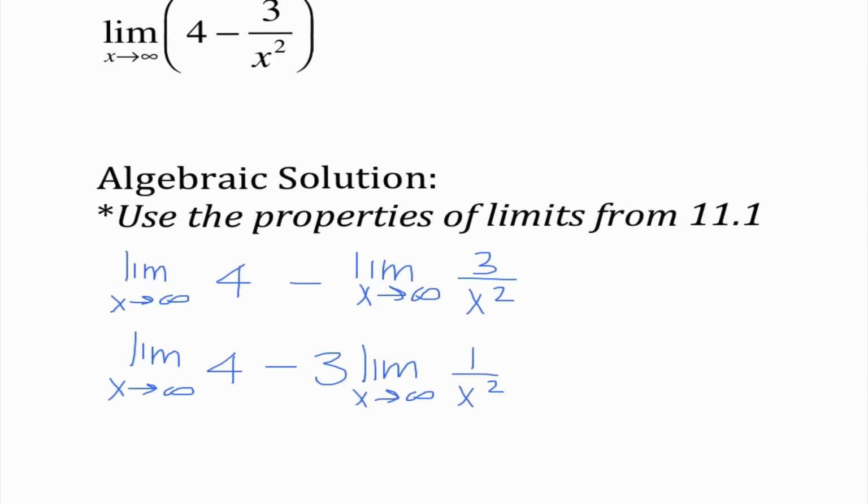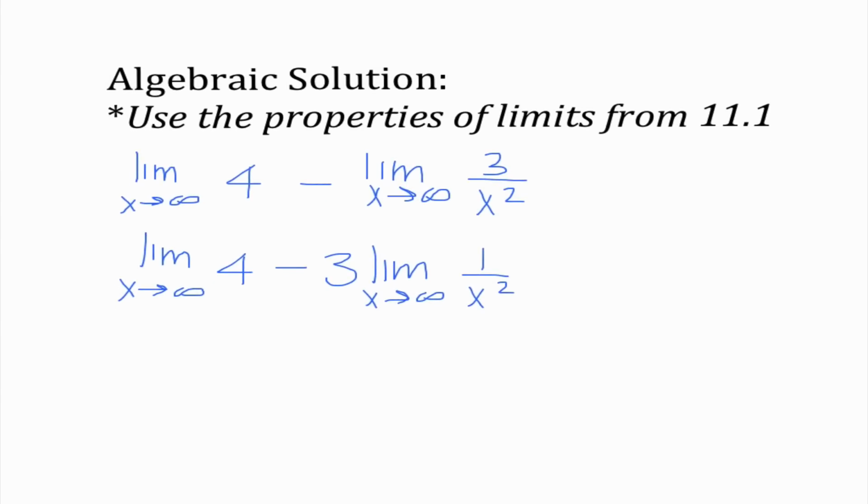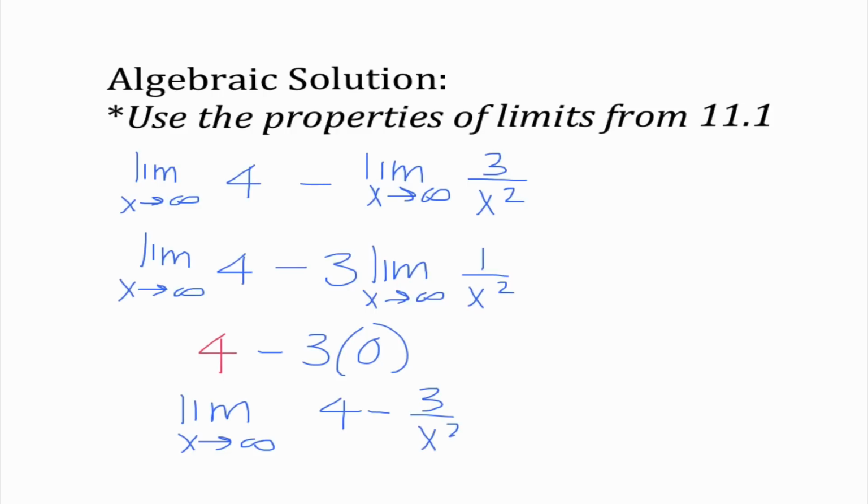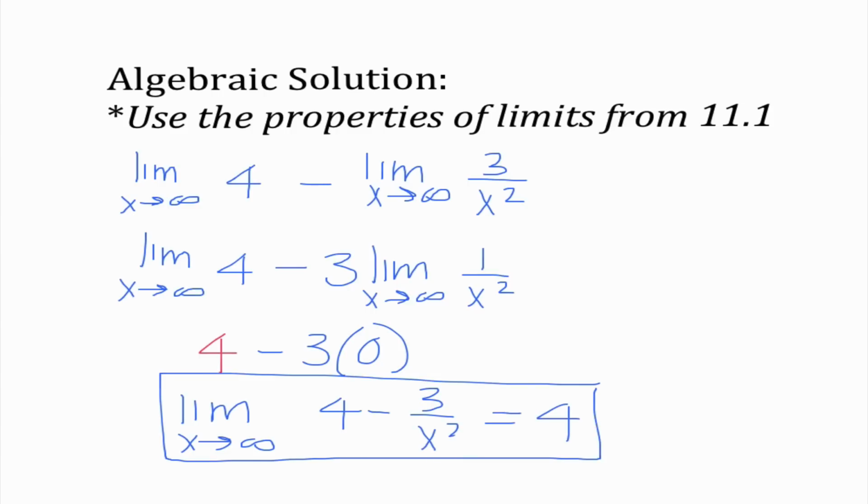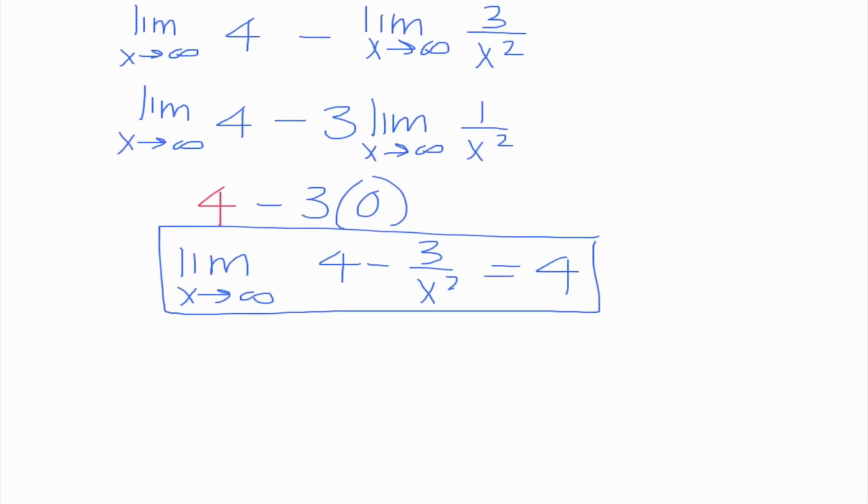So in this case, I can split this up. I'm finding the limit of 4 as x approaches infinity, and I know that answer is 4. And then what is the limit of 1 over x squared as x approaches infinity? This is the new concept that we just learned, so this would become 3 times 0. So I get the limit as x approaches infinity of 4 minus 3 over x squared is equal to 4. Okay, so some problems are going to be that straightforward.